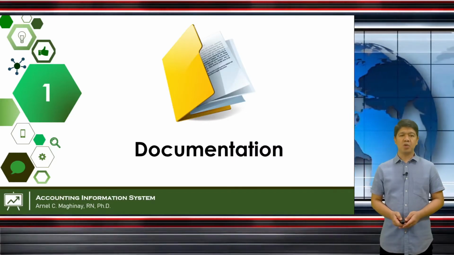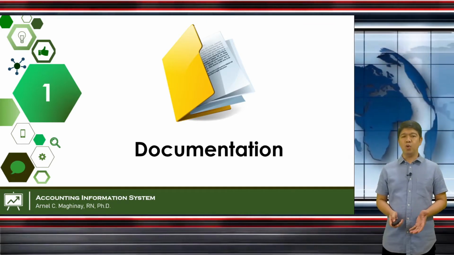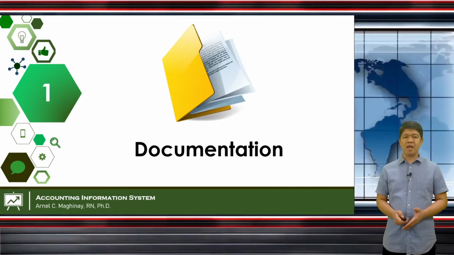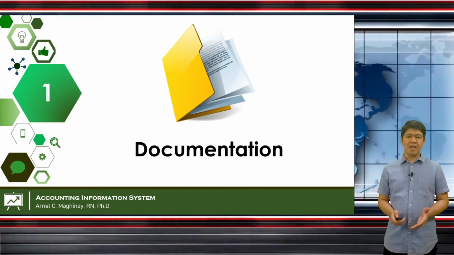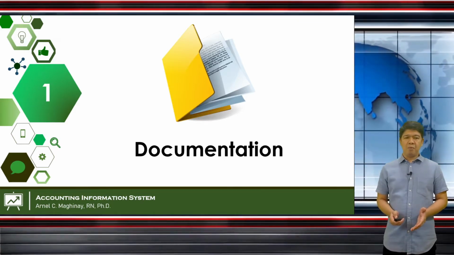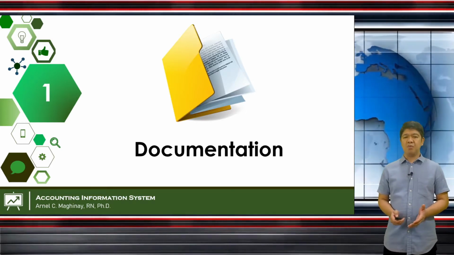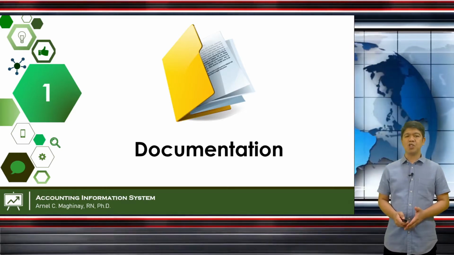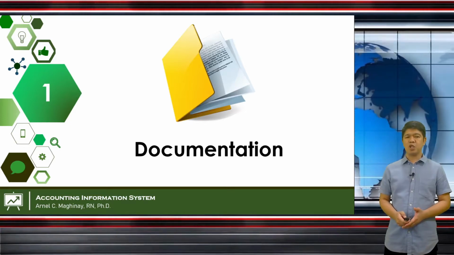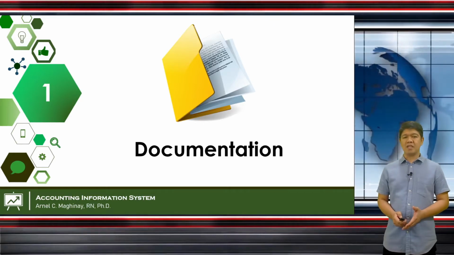Okay, let's talk about documentation. Documentation explains how a system works, including the who, what, when, where, why, and how of data entry, data processing, data storage, information output, and system controls. Popular means of documenting a system include diagrams, flowcharts, tables, and other graphical representations of data and information. These are supplemented by a narrative description of the system, a written step-by-step explanation of system components and interactions.